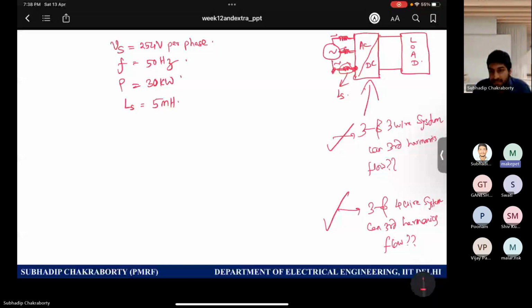In a 3-phase 3-wire system, third harmonics will not flow, sir, since neutral is absent. And why is that so? Why does the presence of neutral guarantee the flow of third harmonics? Be a little more clear about that. Why does the presence of neutral allow the flow of third harmonics, and why does the absence of neutral, that means the 3-phase 3-wire system without neutral, not enable the flow of third harmonics? What is the main reason? Anyone?